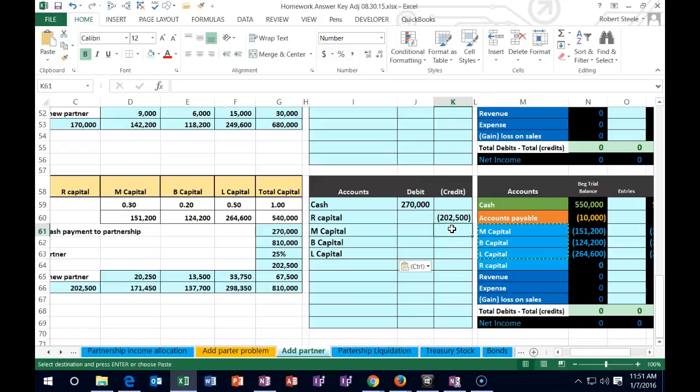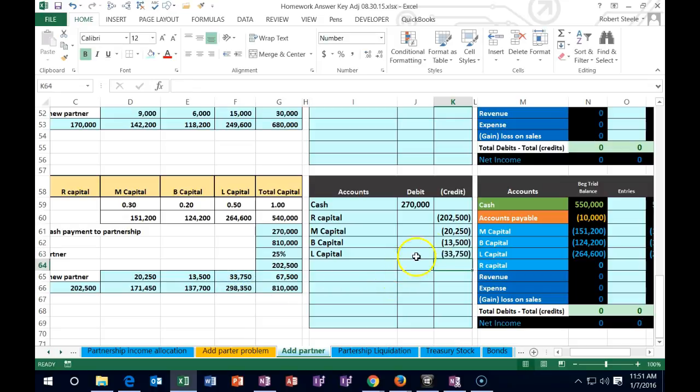So I'm going to put in case 61, I want a negative of this 20,250. Just make sure for the purposes of recording, we're going to represent the credits with negative or bracketed numbers. B is going to equal negative of the 13.5. We're going to credit B 13.5, and we're going to credit the L's capital account by the 33,750 and enter.